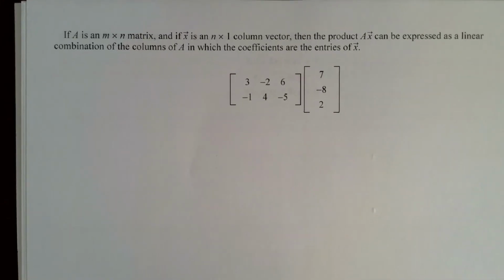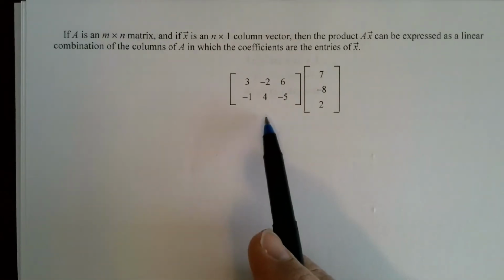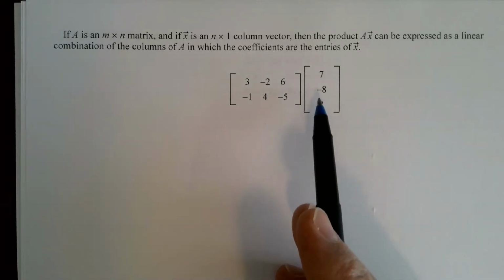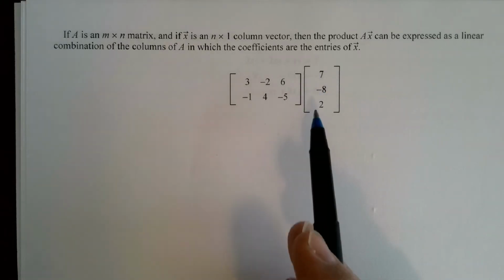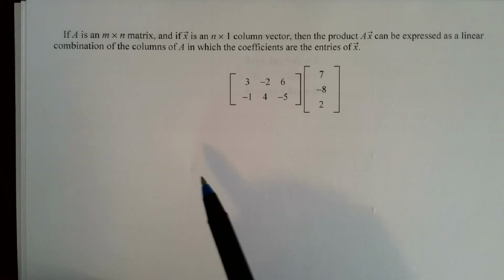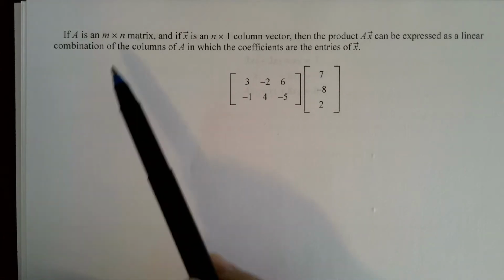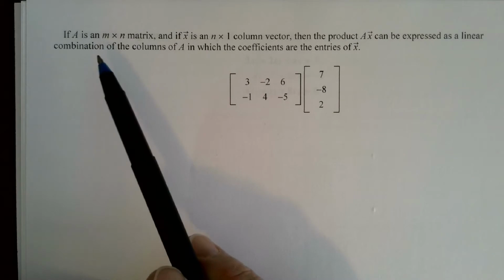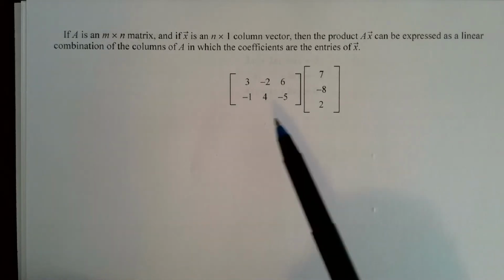Another thing that we will talk about quite a bit is to think about when we multiply a matrix on the left times a column vector on the right. Something interesting, a relationship, happens. This statement says it, and then I'm going to illustrate it with this example.